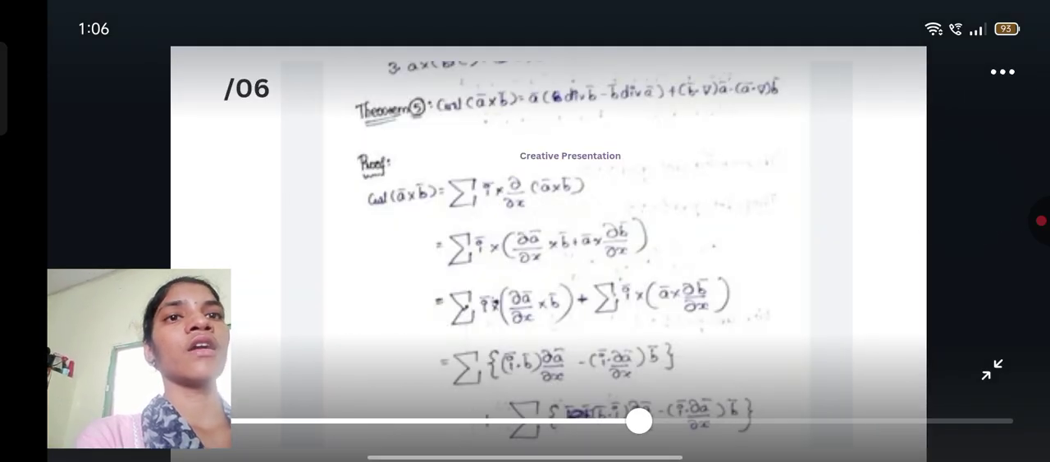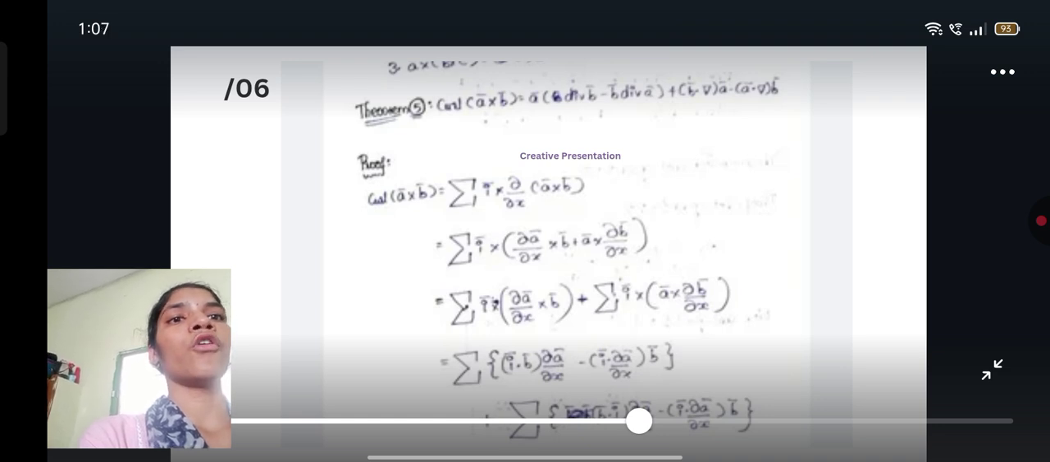Then coming to the theorem: curl (A × B) = A div B − B div A + (B·∇)A − (A·∇)B. First, curl (A × B) = Σ i × ∂(A × B)/∂x, which equals Σ i × [∂A/∂x × B + A × ∂B/∂x].